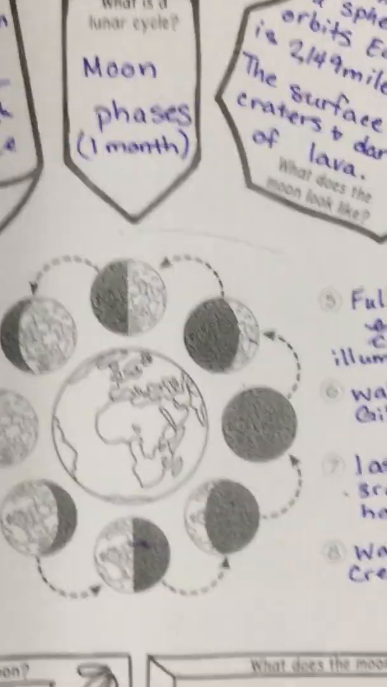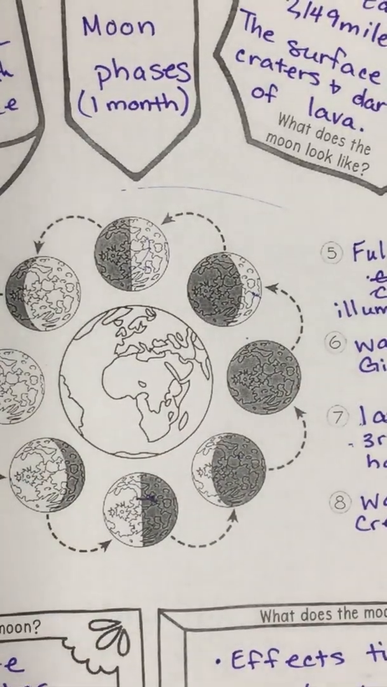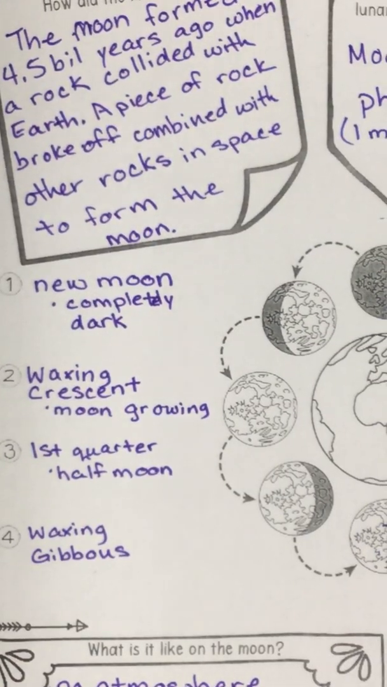Last part we want to go over are the moon phases. Unfortunately, the only thing I don't like about this paper is that the ones we're going to talk about are on the opposite sides, but we'll make do. We're going to start with new moon. I can't move the paper. New moon is completely dark.